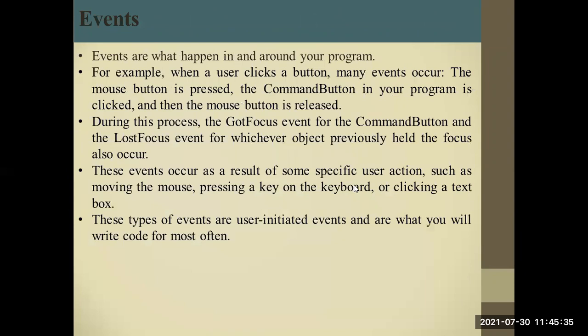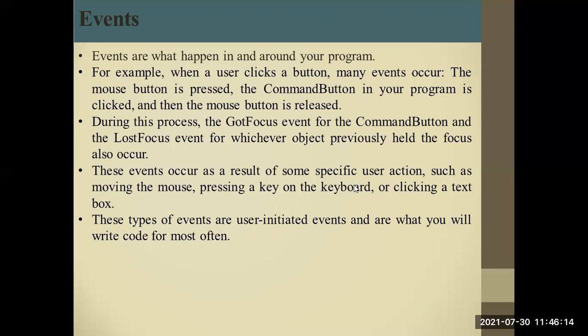Now next is very important: events. As we have already discussed many times, events are what happened in and around your program. Any action that is performed, for example in a form, like clicking the mouse, will be an event. Or you get an image or display an object. All these are events, that means anything that is happening around your program.